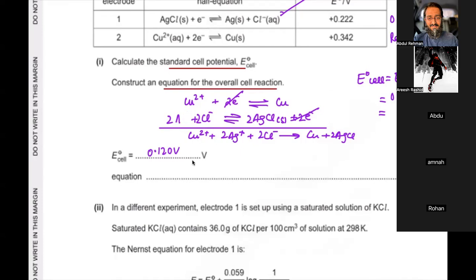Yes, it's Ag, it's not Ag positive, my bad. It's Ag. So Cu2+, 2 Ag, 2 chloride ions forming copper and 2 moles of silver chloride. Okay, I hope it's clear till here.